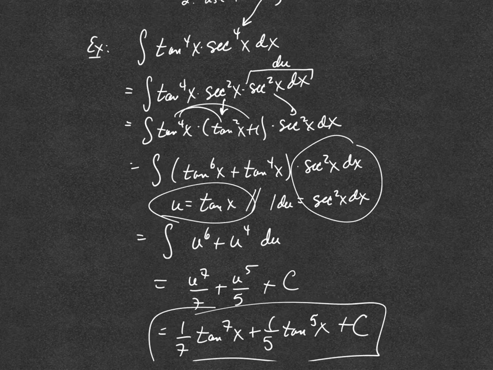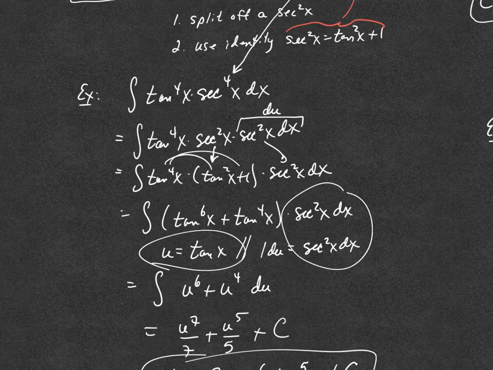Okay? So the first strategy, what do we do when the secant power is even? We break off a secant squared, right? And then replace the other secants with the identity tangent squared plus 1. Okay, so that's the first situation that we have.